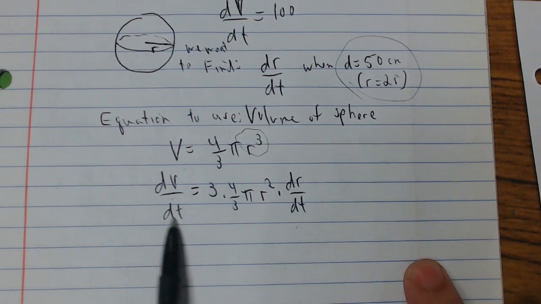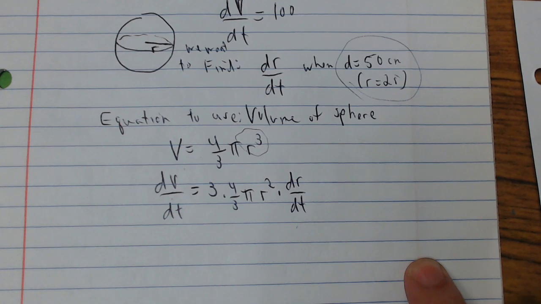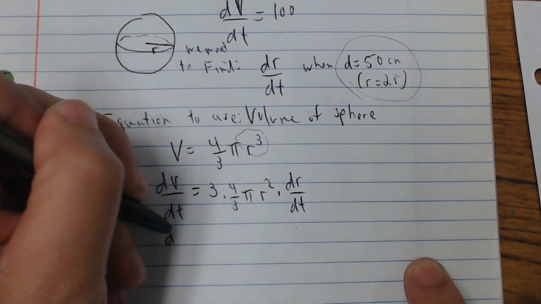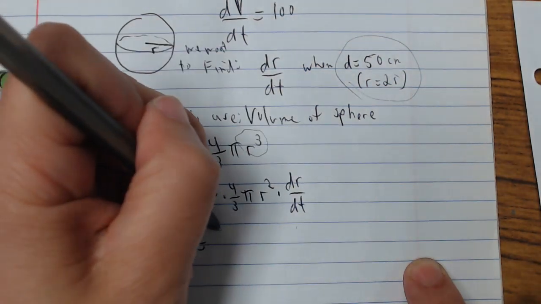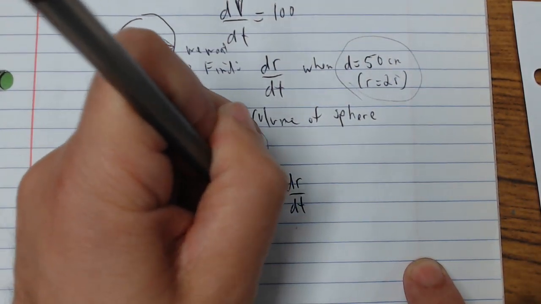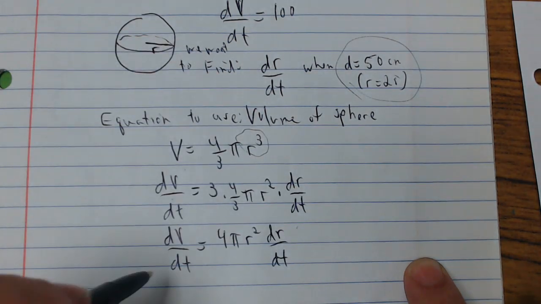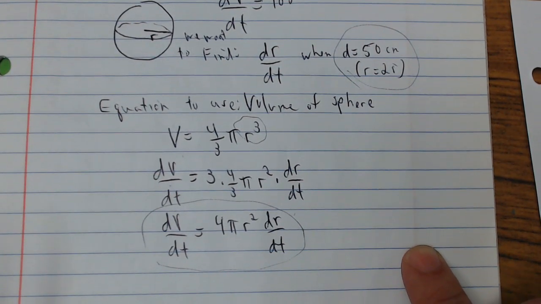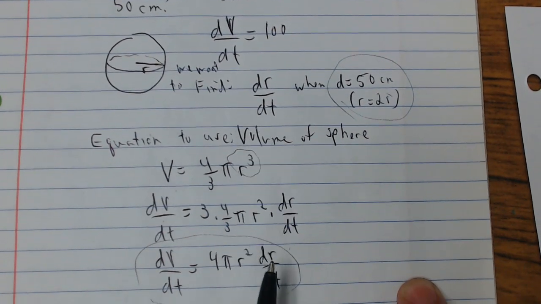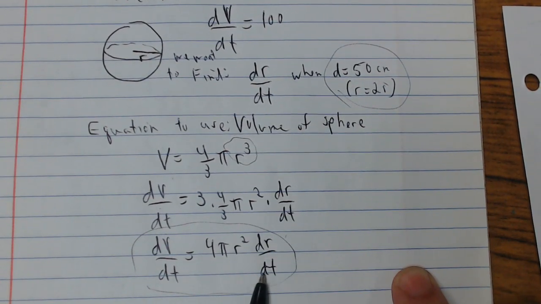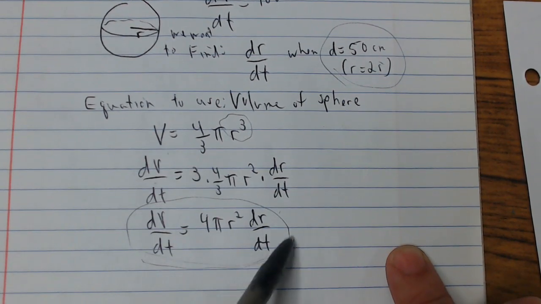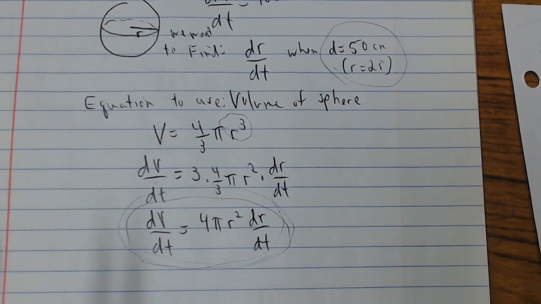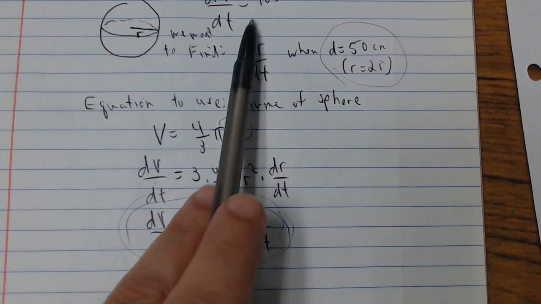The good news is once you do this, now you can plug in specifics and you have everything you need. So this becomes dV/dt equals, the 3's cancel out, 4 pi r squared dr/dt. Okay, now here's my equation. And here's the good news. What am I trying to find? We're trying to find dr/dt, and there's my dr/dt. What do I need? I need dV/dt, which is 100, and I need r, which is 25. So now I can actually plug in the specifics. Let's plug in the specifics and see what we get.